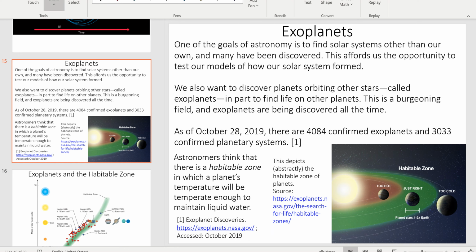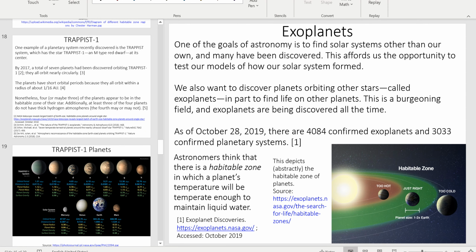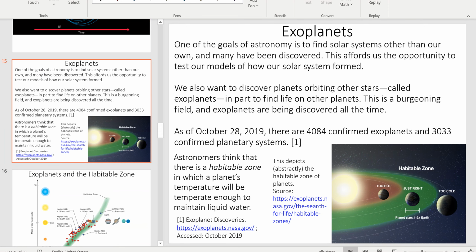I want to talk very briefly about how we find exoplanets. The blurb about this is actually in another lecture, but I want to mention it here briefly for the sake of completeness. The main way we find exoplanets is by what we call the transit method.